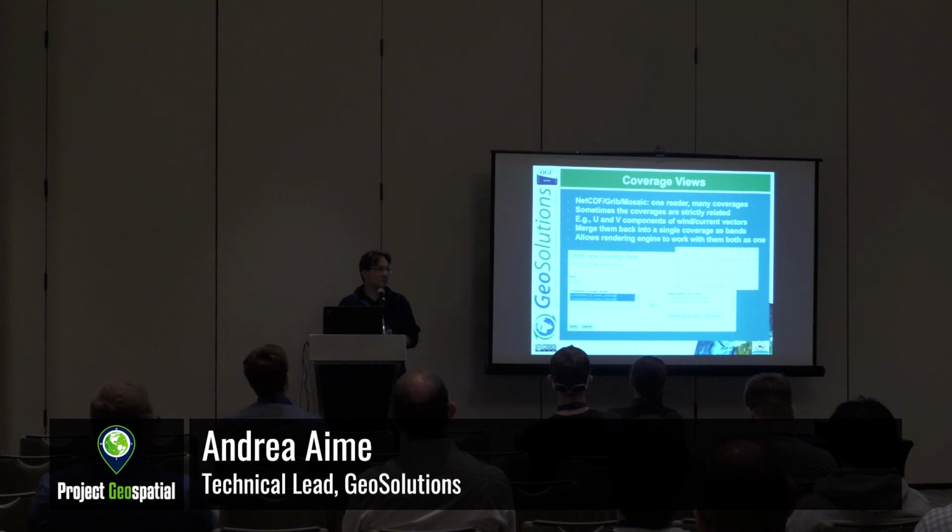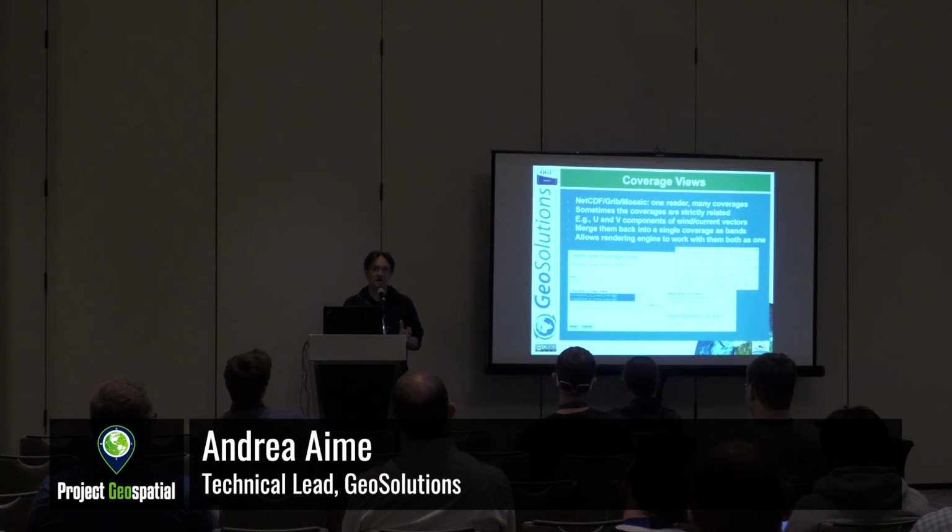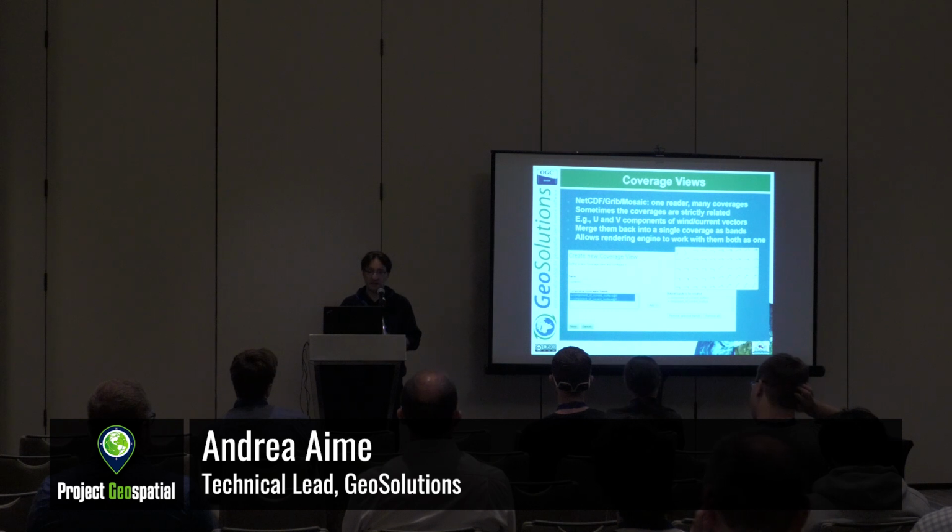But when you want to see them, you typically want to put the bands back together to do raster algebra, to do false color display, and so on. So coverage views allow you to say, okay, I got this bunch of separate raster layers, and I want to put them together in a virtual multi-band raster that I can then use for my computation and display. Coverage views do exactly that.